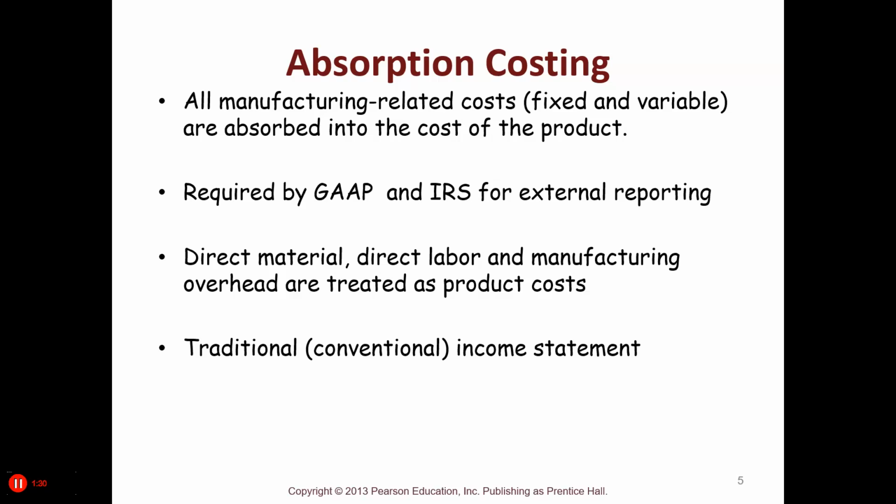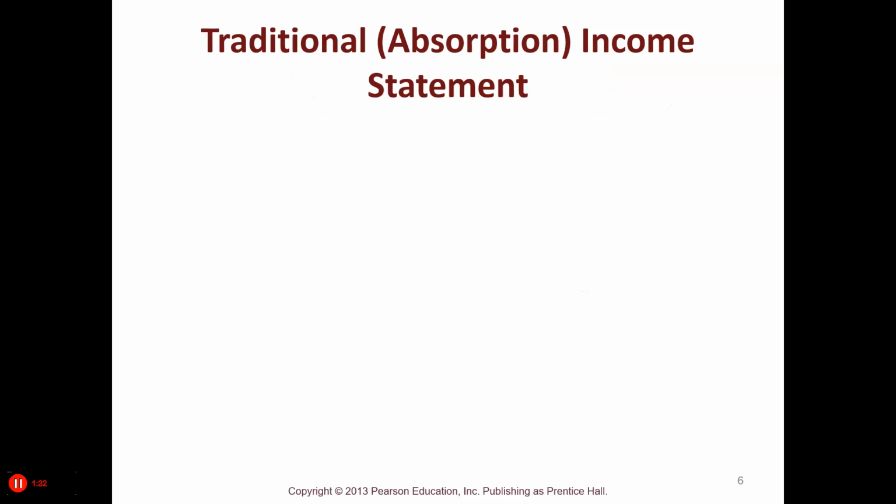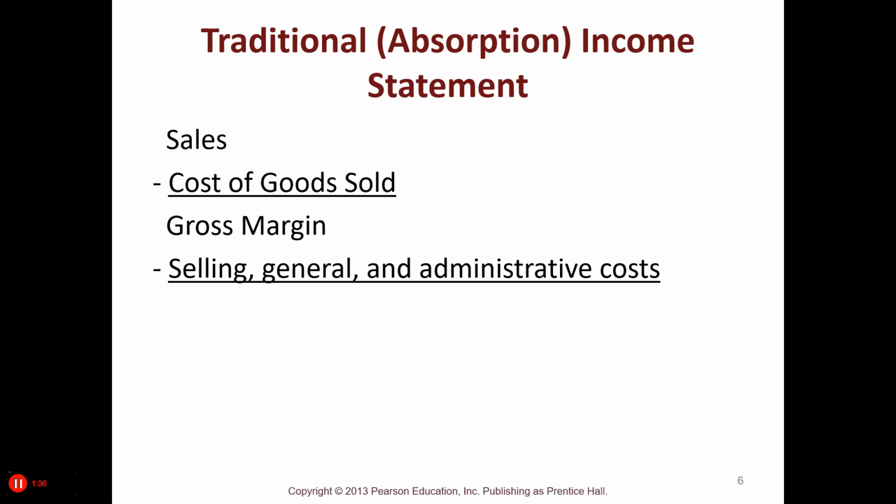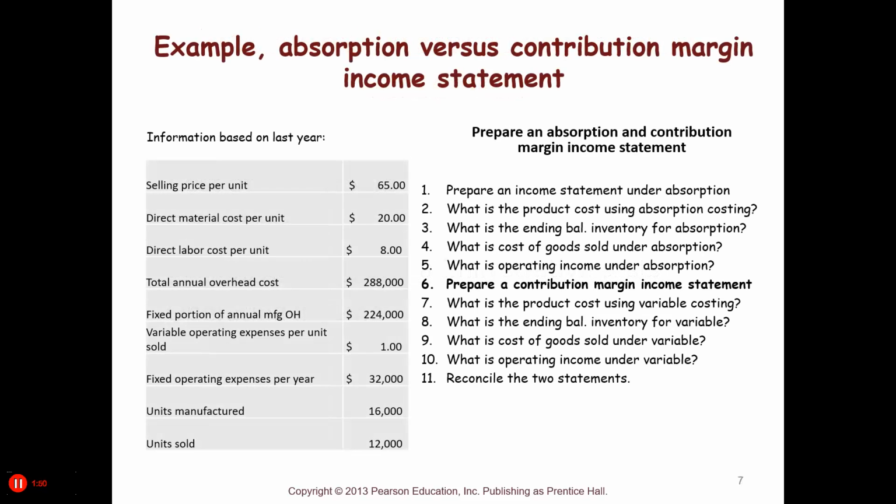Traditional conventional income statement. So again, we have sales, cost of goods sold, then we get our gross margin, then we have selling, general, administrative expenses, and then operating income. Now let's look at a problem and do it using absorption versus the contribution margin method. So here is our example. The first thing we're going to do is take this information and prepare an income statement under absorption costing.